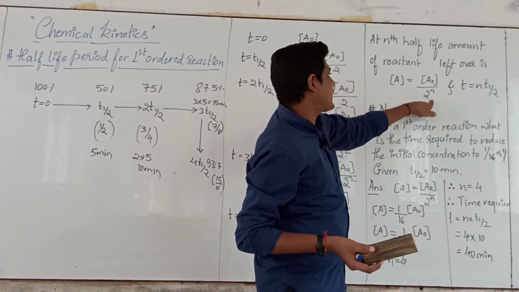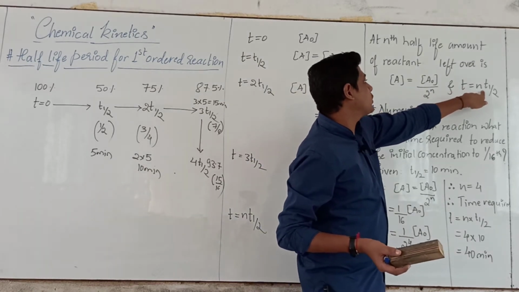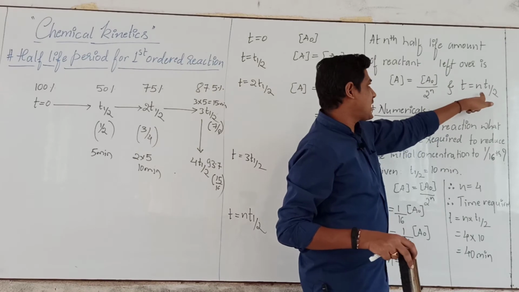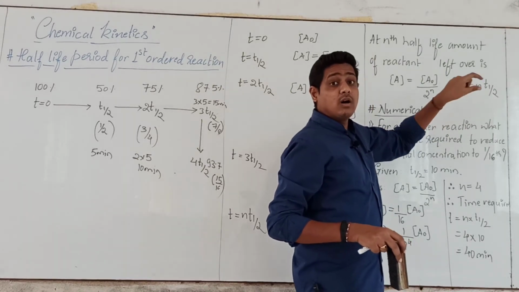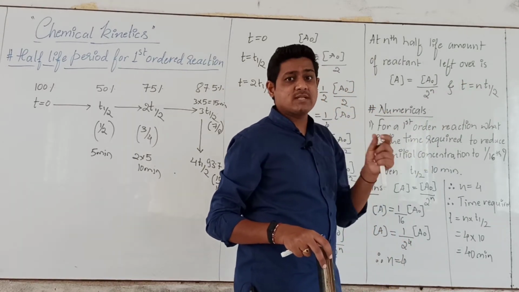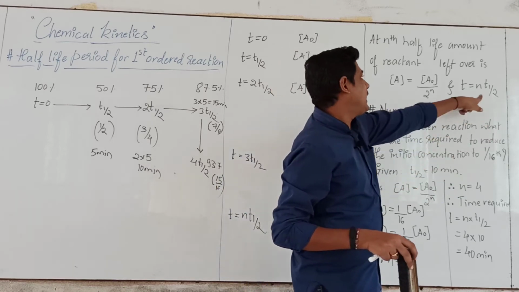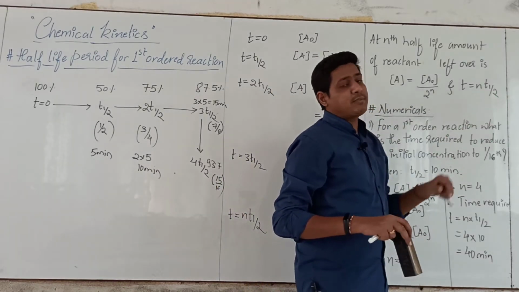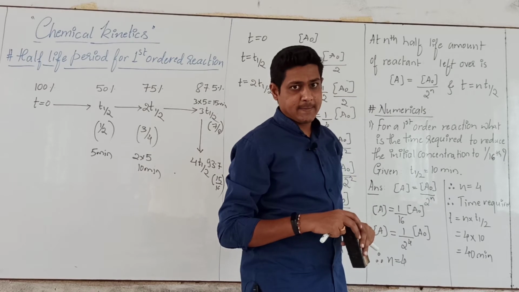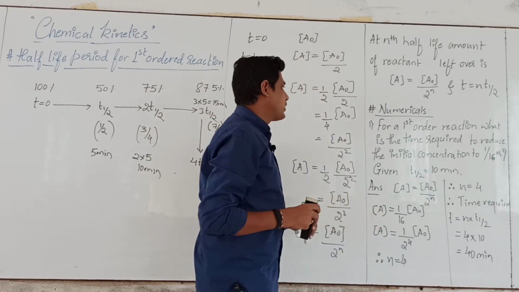At this time, the total time required is equal to n into t half. n is again which half-life, meaning second half-life or third half-life, and t half means the half-life period. Okay, we'll solve a numerical on that.